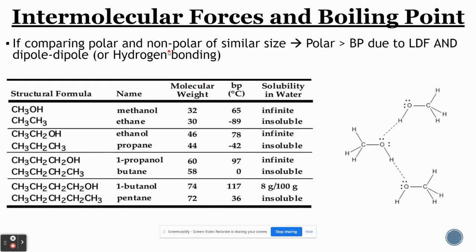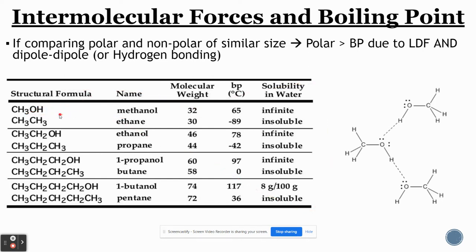In general, when you're comparing polar and non-polar of similar size, the polar is going to win in terms of boiling point. It's going to have a higher boiling point because not only do you have LDF, but you have polar groups which can lead to dipole-dipole, or in some cases hydrogen bonding if you have the correct groups like OH groups, for example. Let's just take a look at this table to understand that.